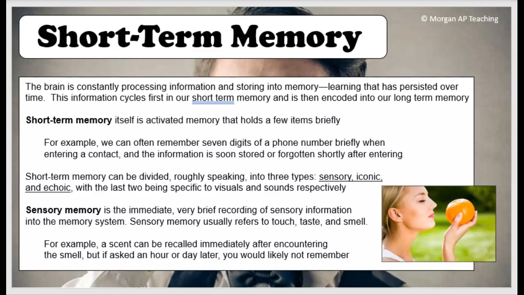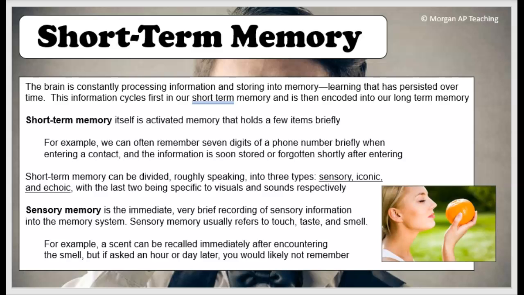The brain is constantly processing information and storing it into memory. Learning that has persisted over time, and this information first goes into your short-term memory and then is encoded into your long-term memory, or maybe it's not, right? Everything you take in first hangs out in your short-term memory, which is activated memory that holds a few items briefly. So you can often remember 7 digits of a phone number briefly when entering a contact, but then you forget it.